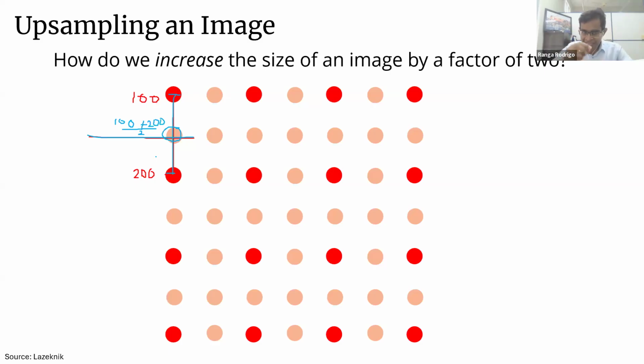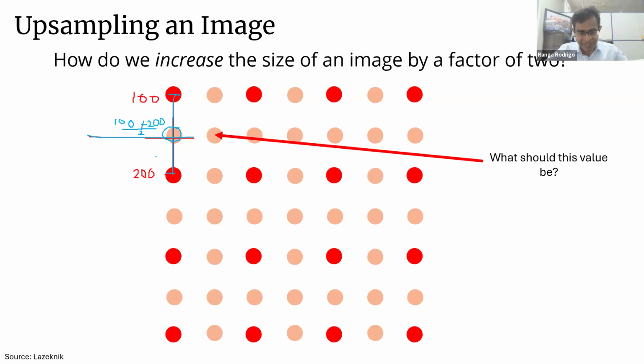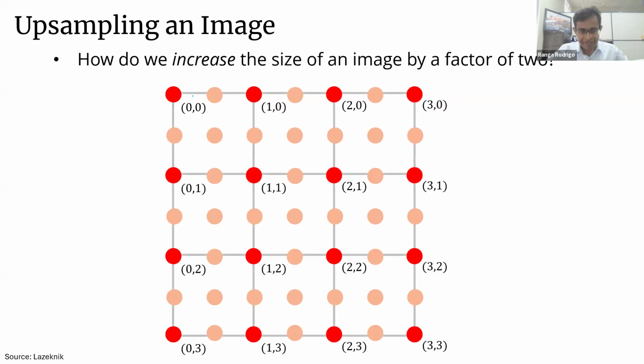If you want to do it by 3 times, then there will be more additional pixels, so you cannot just divide by 2. One you have to multiply by 1 over 3, the other one you have to multiply by 2 over 3, because the distances are different. What should be the value of this one? We need to interpolate.